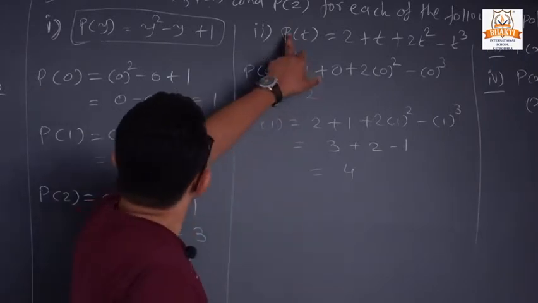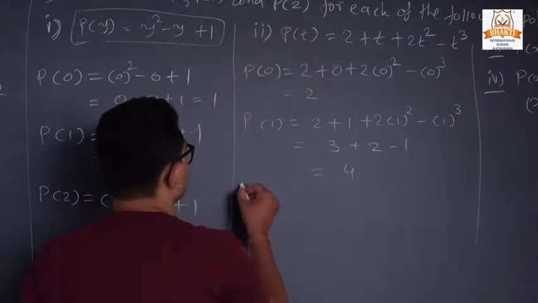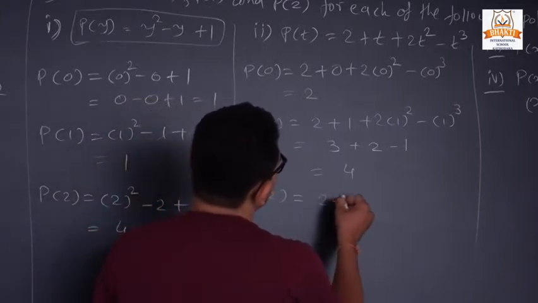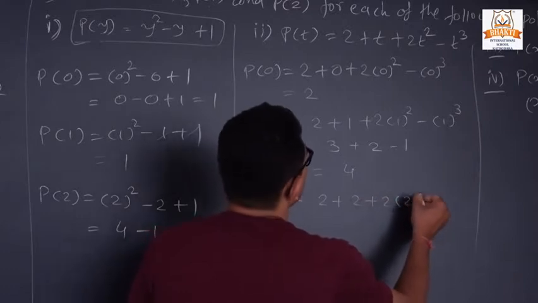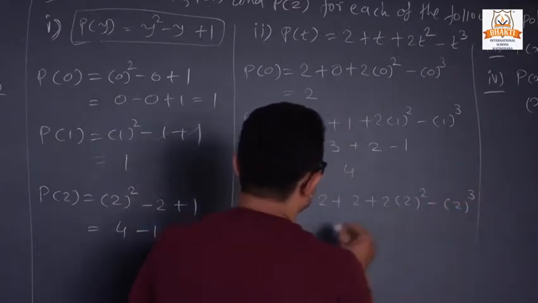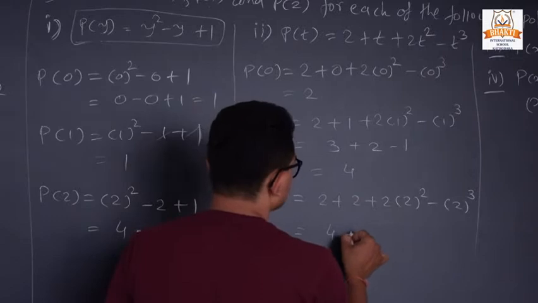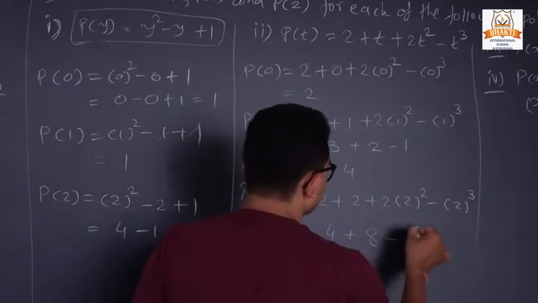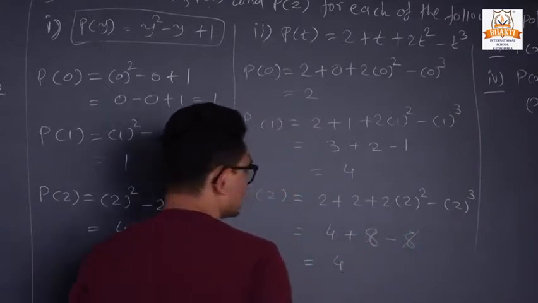Then t is replaced with 2. So p of 2 is 2 plus 2 in bracket 2 square minus 2 cube. So 2 plus 2 is 4. 2 square is 4, 4 2s are once again 8, and 2 cube is also 8. So 8 cancels, and the answer is 4.